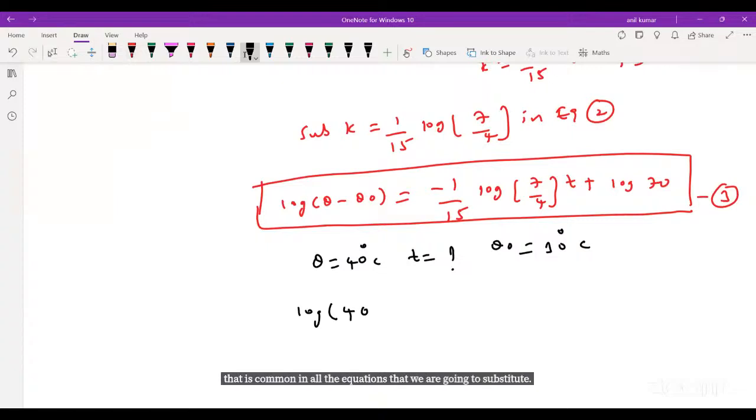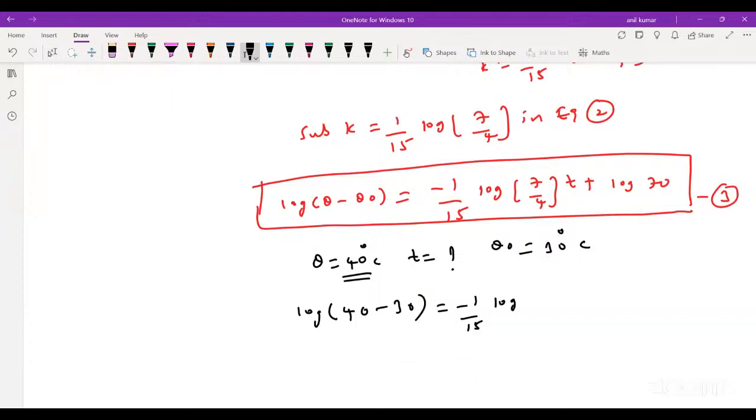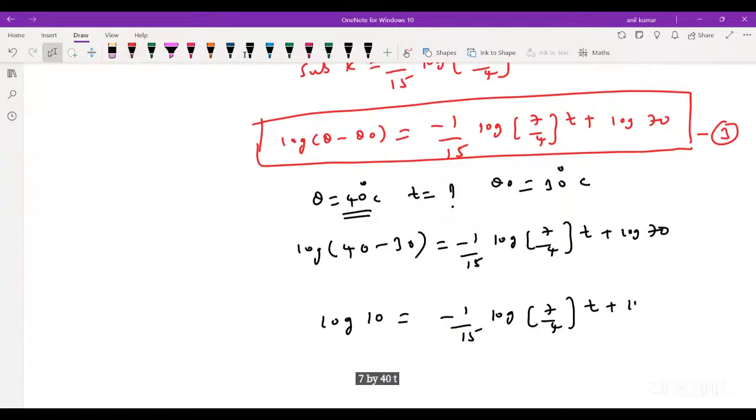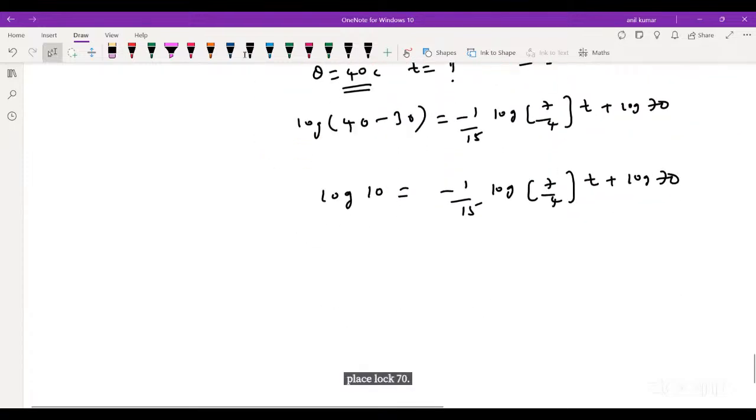Log, replace theta with 40. Here theta with 40 and theta naught, the surrounding temperature. Log 10 equal to minus 1 by 15 log 7 by 4 t plus log 70. We are estimating the time. Okay.